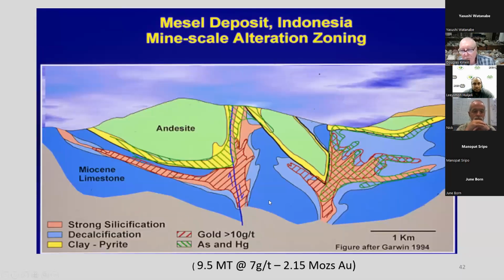Here's a section of the main zones of mineralization. There are structural feeders, and then the decalcification and clay pyrite alteration occurred underneath andesites, which actually acted as barriers. And so the fluids ponded underneath the andesite volcanic barriers.